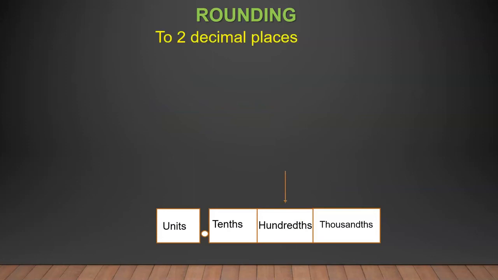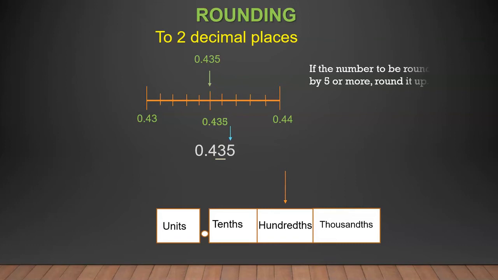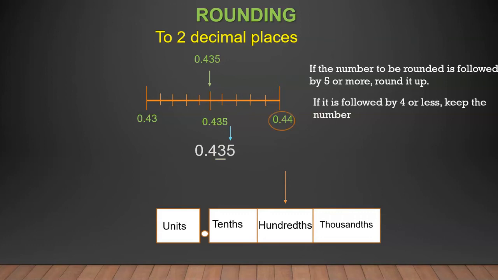So another example, rounding to the hundredths place, we have 0.435. 3 is on the hundredths place, which is the second decimal place. So we're going to round that off either to 0.43 or 0.44. So 0.435 is in the middle, and that is what we are trying to see. So the rule says that if the number to be rounded, in this case 3, is followed by 5 or more, round it up. So 3 is followed by 5, so we're going to round it up to 0.44.